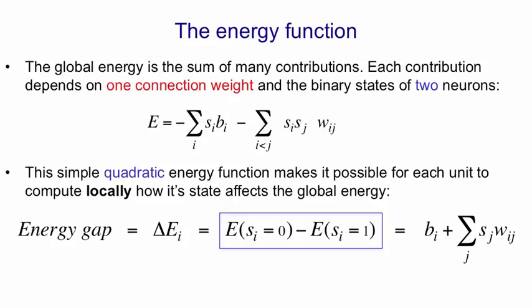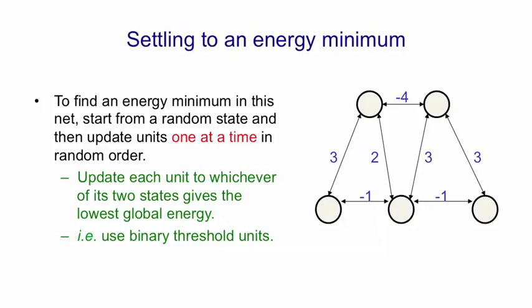If you look at the equation for the energy and you differentiate it with respect to the state of the ith unit, it's a funny thing to do because it's a binary variable. But if you differentiate it, you'll see you get the binary threshold decision rule, but without the minus sign, because that's for going downhill in energy. So by following the binary threshold decision rule, a Hopfield net will go downhill in its global energy.